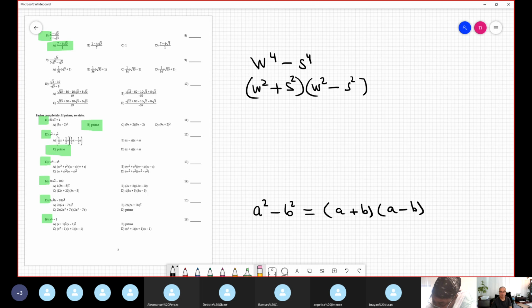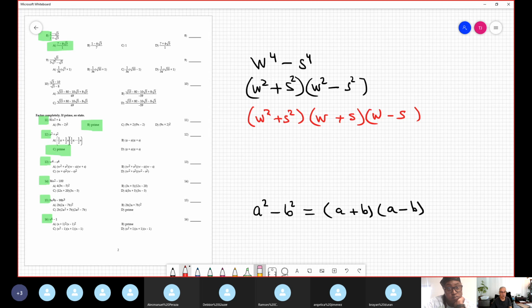No, we continue factoring completely. This expression, w squared plus x squared, is prime. But this one, w squared minus x squared, is not, so we continue. This is another difference of squares, and you apply the same formula. You open two parentheses, put w and x, the square roots of each, plus or minus. Done. Final answer.